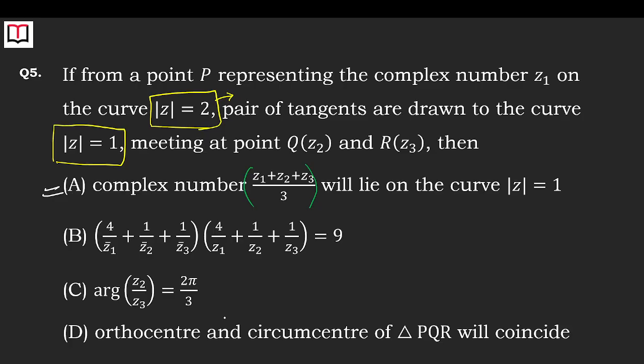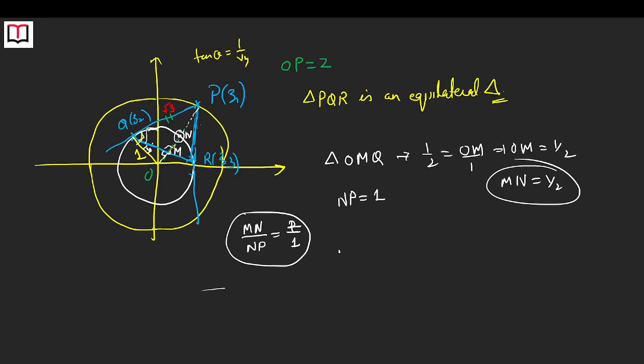Now the second option is 4 by mod z bar. See, for such a situation I always prefer to go for this. Multiply and divide by z1 in the first term, and then in the second term z2, so it's mod of z2 whole square, z2 into z2 bar. Third term, z3 by mod z3 whole square.